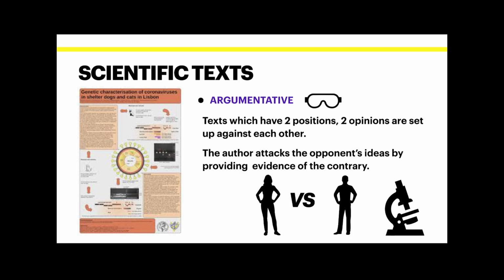The argumentative text has two positions or two opinions, and they are against each other. It means that it contains two different points of view. The author, in this case, attacks the opponent's ideas or other people's ideas by providing evidence on what he or she thinks. In this case, the author tries to convince the reader that he or she is right about his or her opinions.